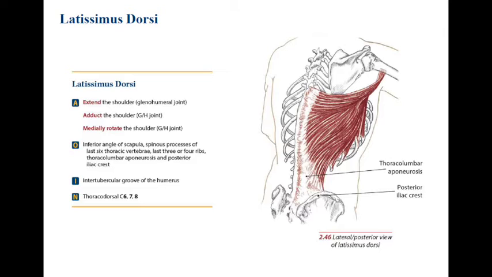Latissimus dorsi. Originates inferior angle of the scapula, spinous processes of the last 6 thoracic vertebrae, last 3 or 4 ribs, thoracolumbar aponeurosis and posterior iliac crest. Inserts into intertubercular groove of the humerus. Actions: extend the shoulder, adduct the shoulder, medially rotate the shoulder.